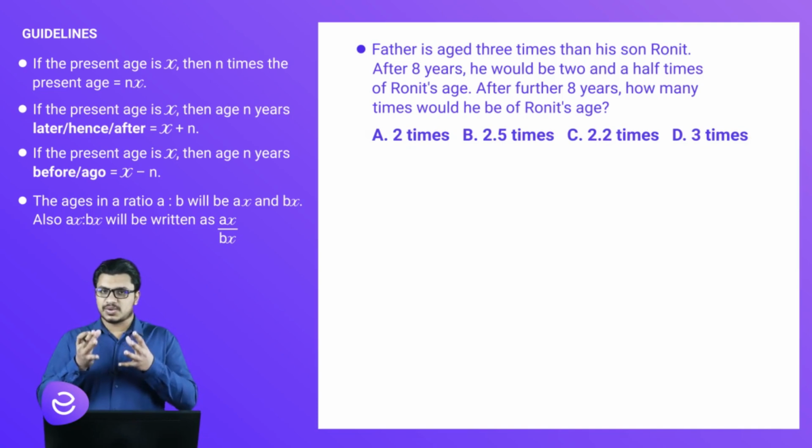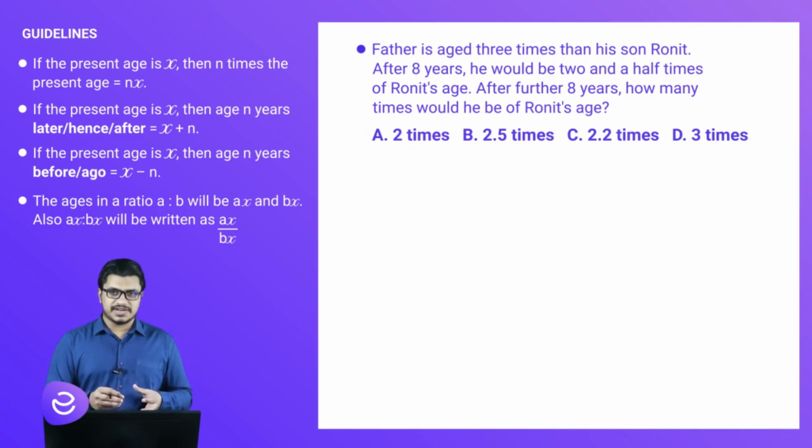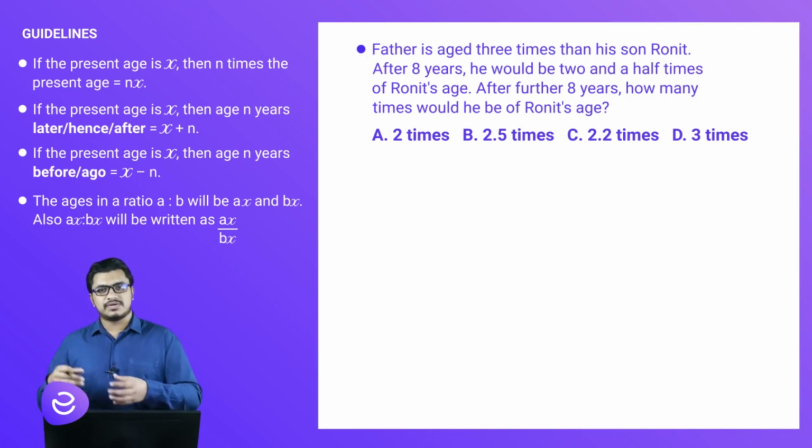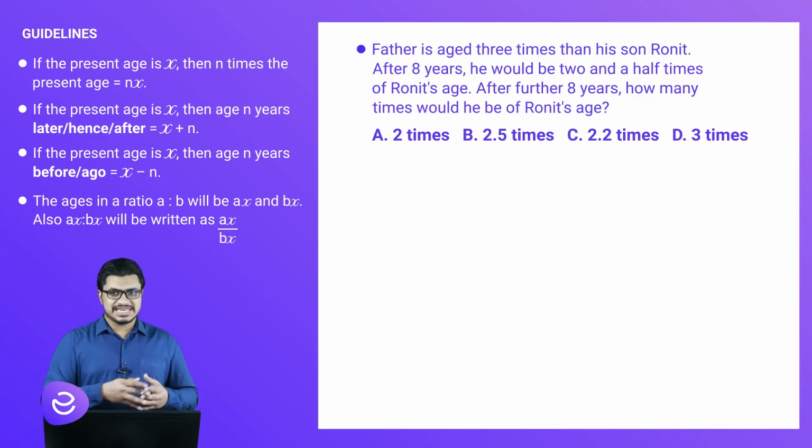So here understand the question very carefully, read the question very carefully and then understand it. First it is said that father is aged 3 times than his son Ronit. So that is a present age. So if we take Ronit's age as x, then the father's age will be 3x. So father is 3 times Ronit's age. So that is the present information.